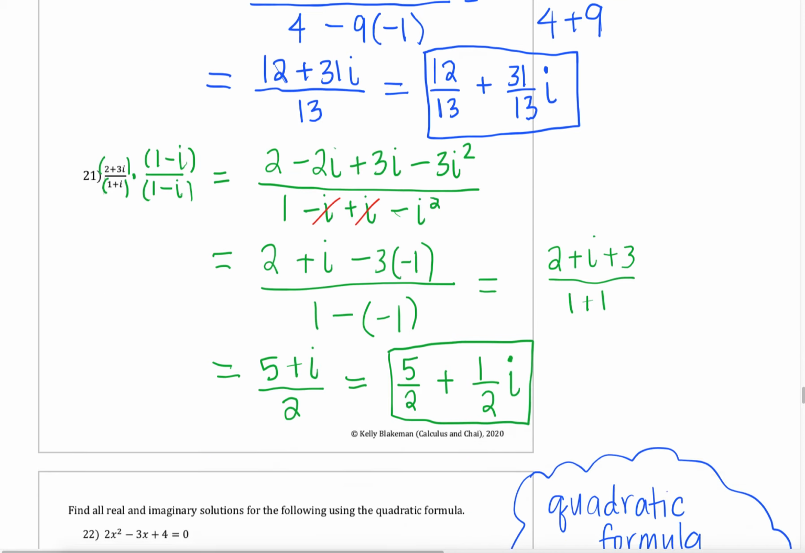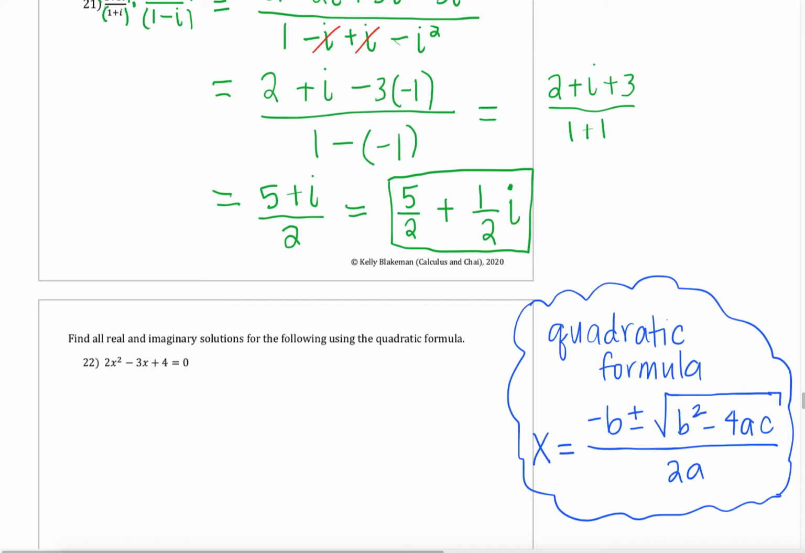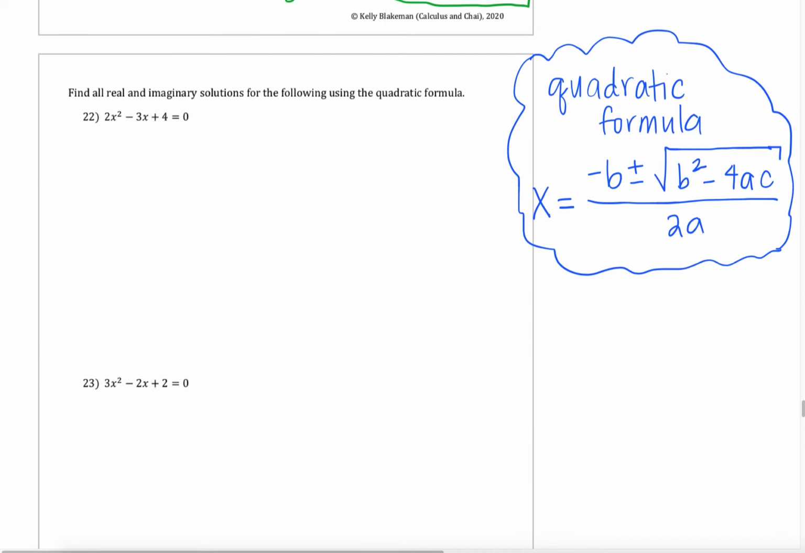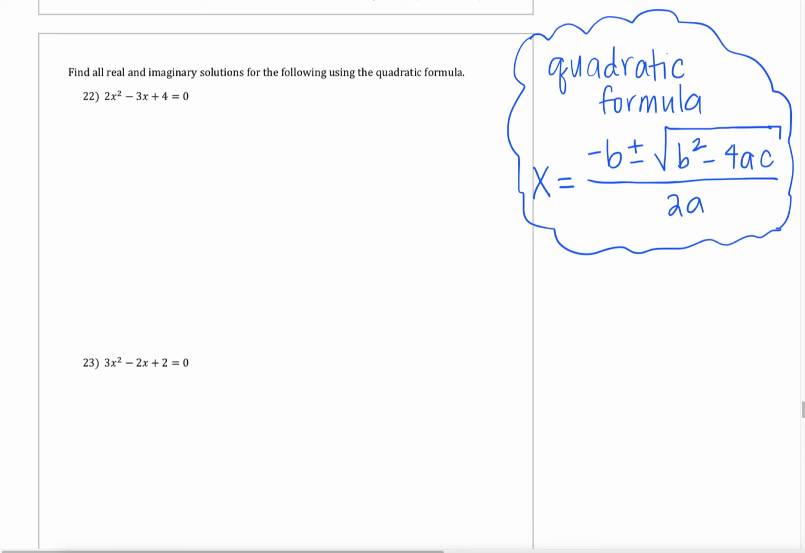Now the second part of this video is going to focus on actually solving and finding our real and our imaginary solutions. So we're going to go through 2 of these examples. What I have written down already is just a review from a prior learning target on the quadratic formula. So to review the quadratic formula, it's x equals negative b plus or minus the square root of b squared minus 4 times a times c all over 2a.